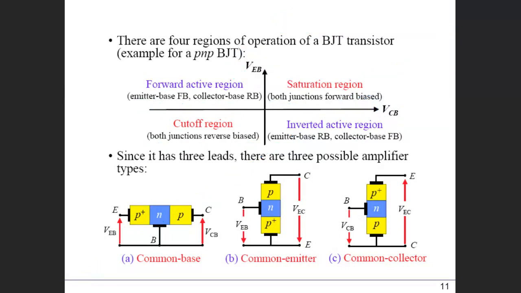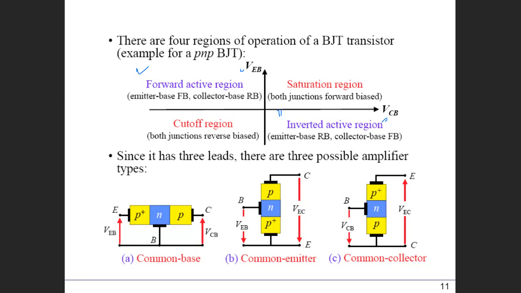That one we call the inverted or inverse active region. Later on, when we describe this BJT, instead of naming each of these biases, we can simply say the forward active region, saturation region, or cutoff region as the device operation. By this name, you should understand the transistor has the appropriate bias condition.